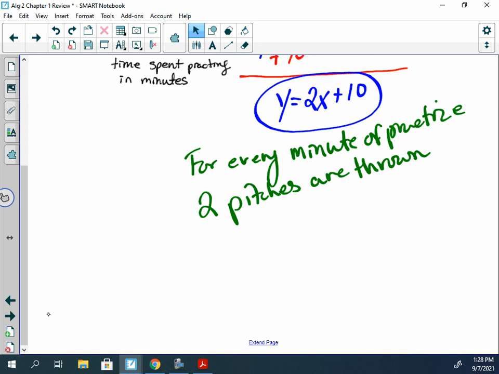Our x is time spent practicing in minutes, and the y-axis is the number of pitches. So for every 2 pitches, 1 minute has passed, or for every minute that's passed, 2 pitches have been thrown. Any other questions on 38, 39, or 40? Are there any other questions or anything else you all want to look at on the review sheet that we didn't get to?